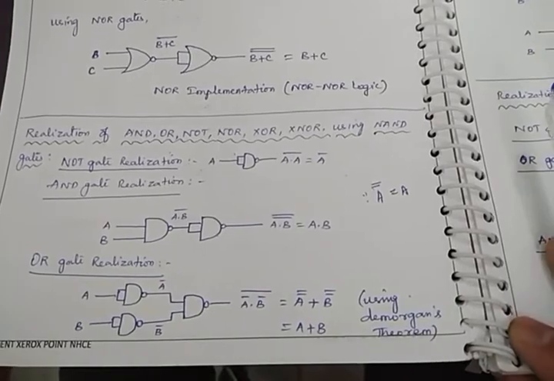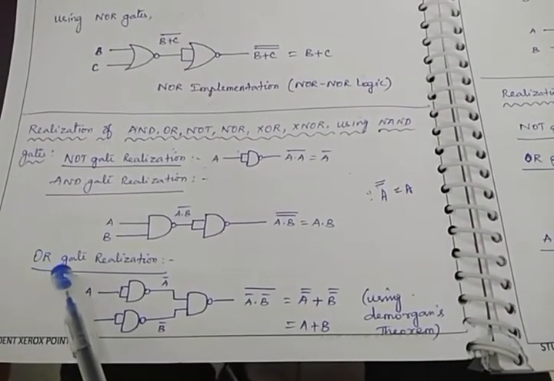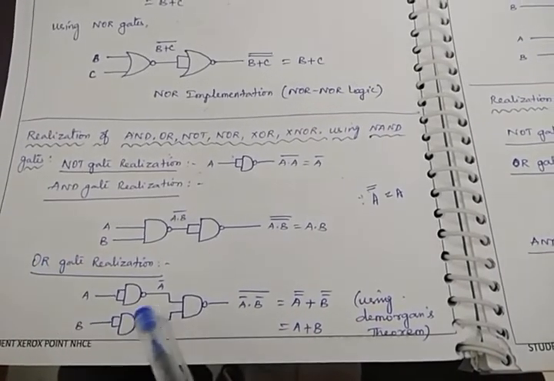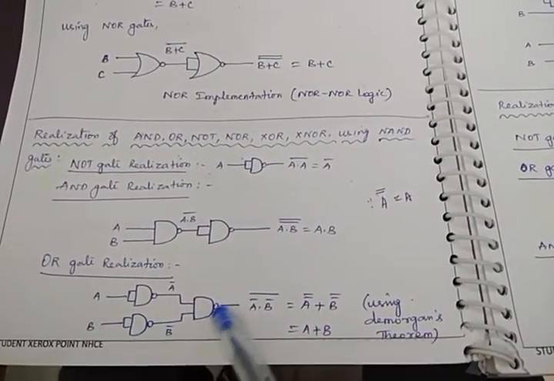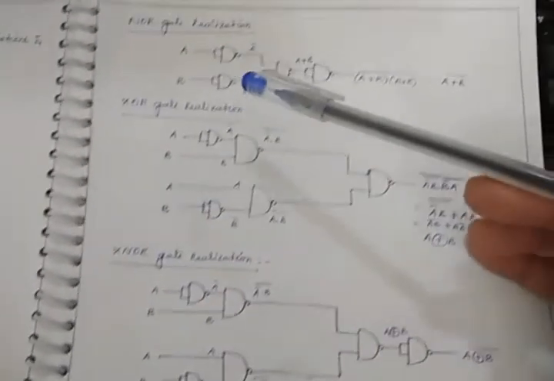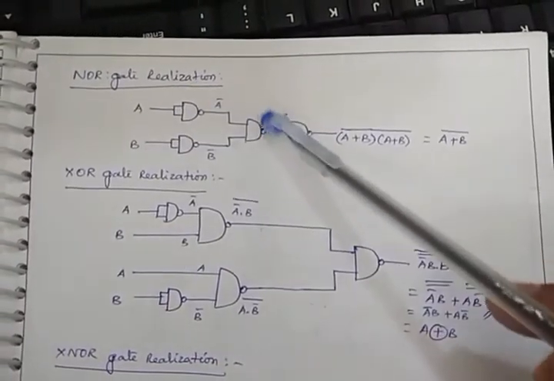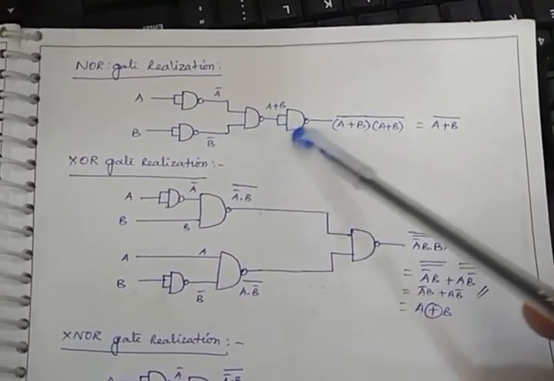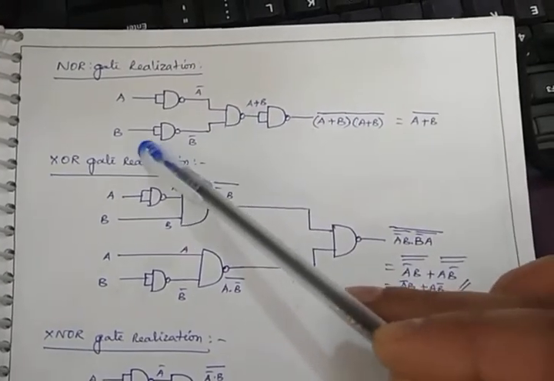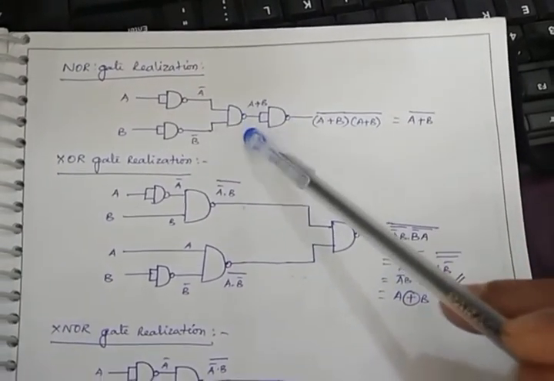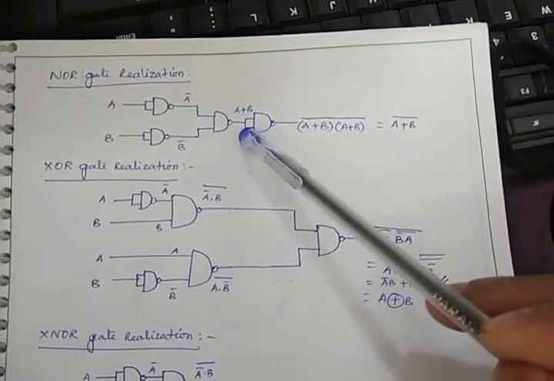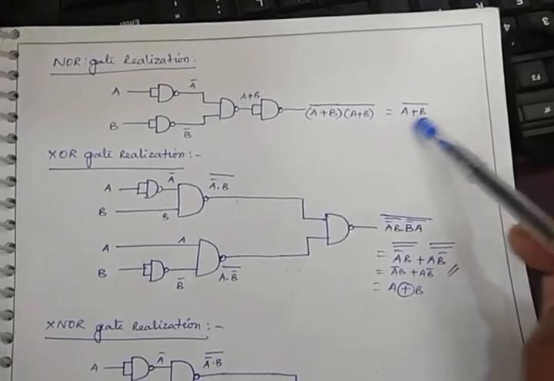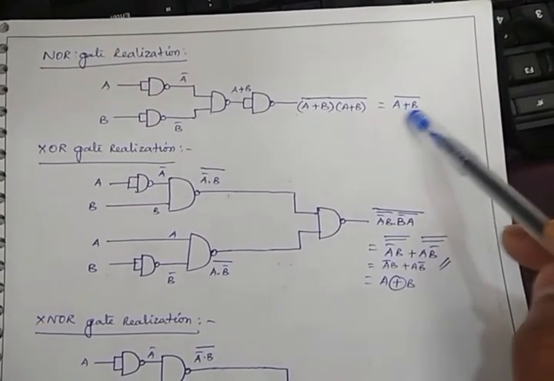So we'll see NOR gate next. We know very well NOR gate is the inversion of OR gate, right? So the same implementation we are going to use here. After this, you have to connect one more NAND gate. See, up to here it is the OR gate implementation. After this, if you connect one NAND gate, you will get the output of NOR gate. So this is the implementation of NOR gate by using NAND gate.